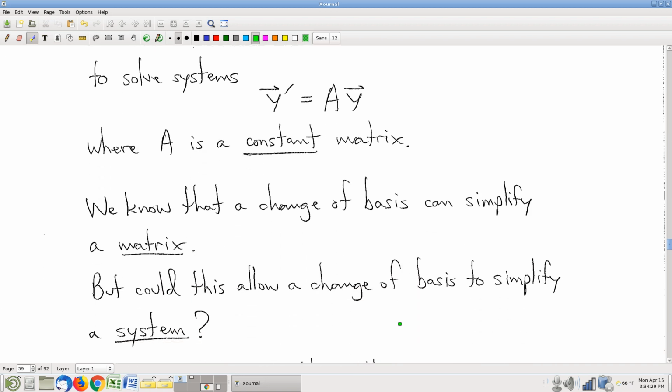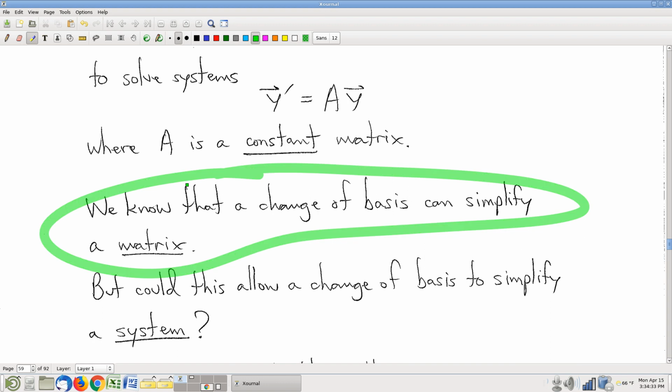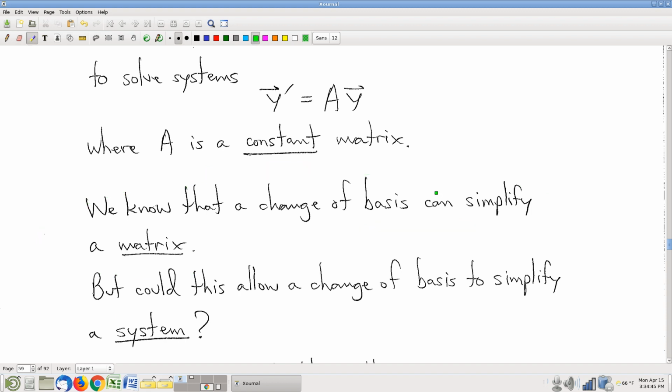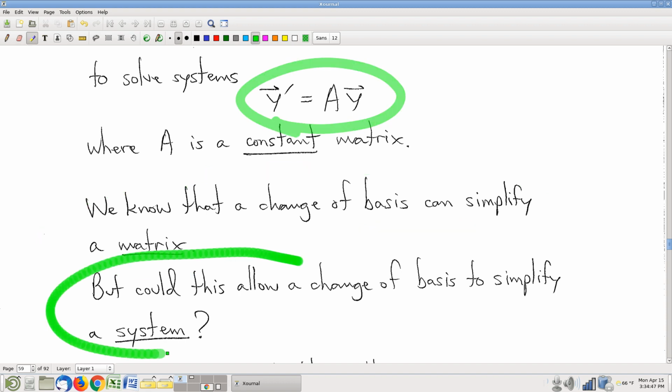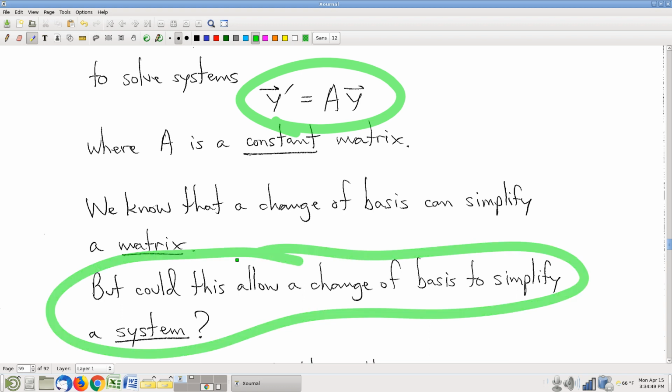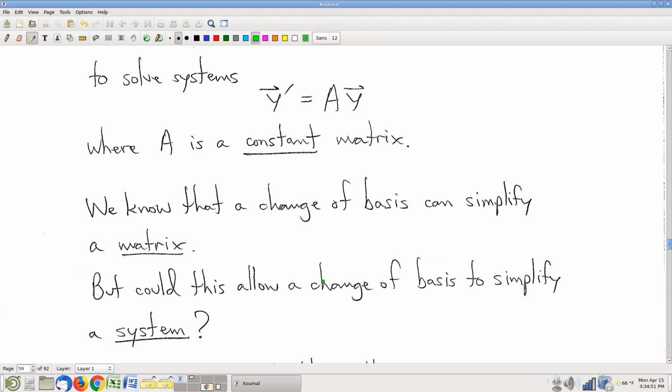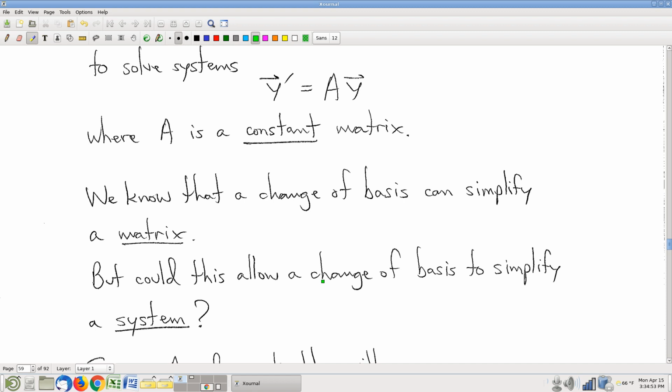what can we do with diagonalizability? We know that diagonalizability means we can do a basis change and we can make it easier to understand the matrix. We can make it easier to understand the linear transformation that the matrix represents. So, sure, okay, fine. Will it help us understand a system of equations? Turns out it does. Here's how that works.